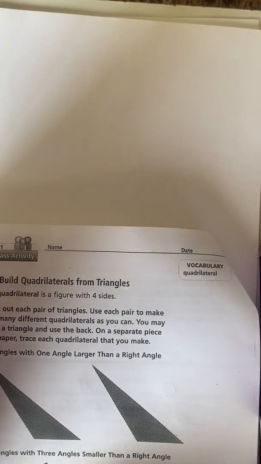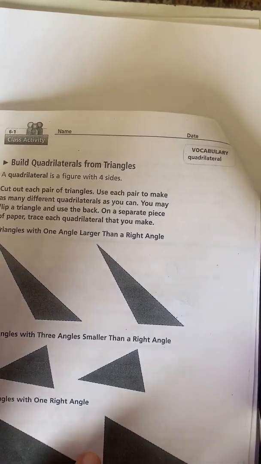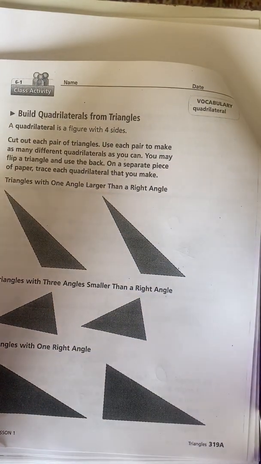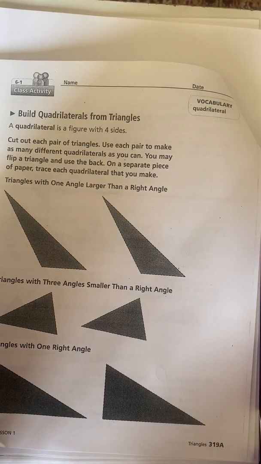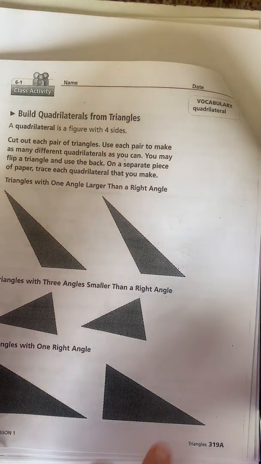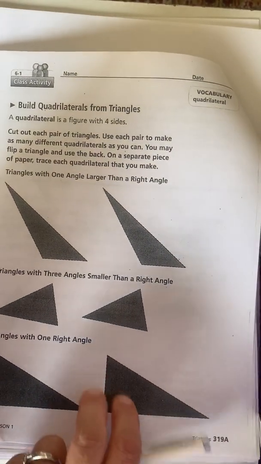It's a long lesson, huh? It's just because it takes up a lot of space. Build quadrilaterals from triangles. Cut out each pair of triangles. Okay, so basically they wanted you to cut these out and go on a separate sheet of paper and make new quadrilaterals, which we did spend a lot of time doing in class. So you can either do it if you want to, or you can skip it.